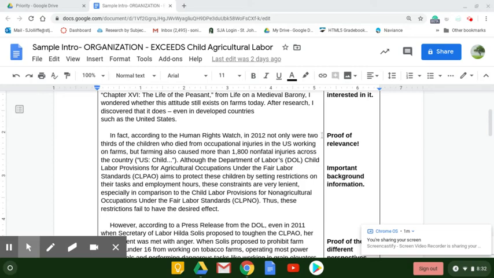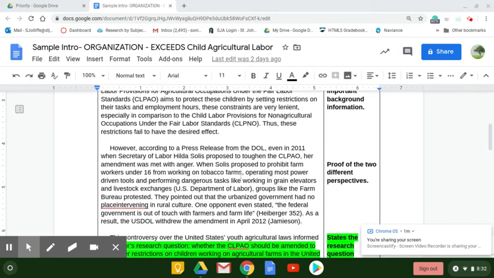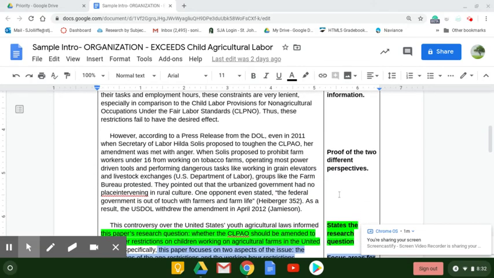All right, moving on to the third paragraph, the writer is giving proof of the two different perspectives on the topic of children working in agriculture. In this case, it's using evidence from a case where the Secretary of Labor was trying to get the laws revised, and then sort of the pushback that they received from the rural culture, rural population.